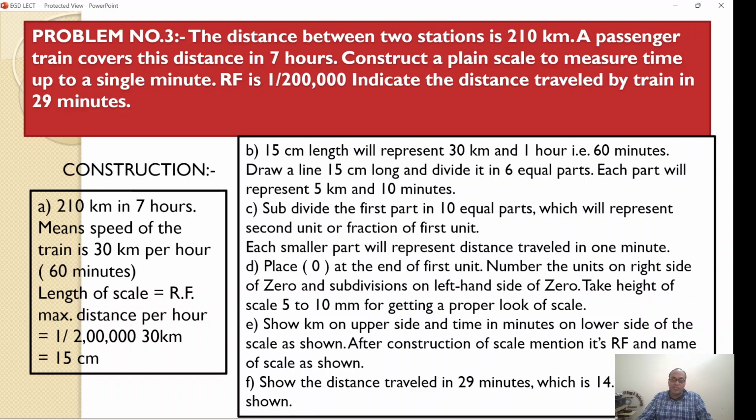और हमने इसको 6 पार्ट में डिवाइड किया, तो किलोमीटर ये कितना शो कर रहा है, 30. तो 6 पार्ट में अगर हम डिवाइड करते हैं इसको, तो 6 5 30. सो हर एक डिवीजन जो है वो 5 किलोमीटर एंड 10 मिनट्स को रिप्रेजेंट करेगा. तो जैसा कि प्लेन स्केल में हम फर्स्ट डिवीजन को फर्दर 10 पार्ट में डिवाइड करते हैं. ठीक है ना. तो यहाँ पे हमने फर्स्ट पार्ट को फर्दर 10 पार्ट में डिवाइड करना है. उसके बाद नोटेशन इसकी सिमिलर देनी है.